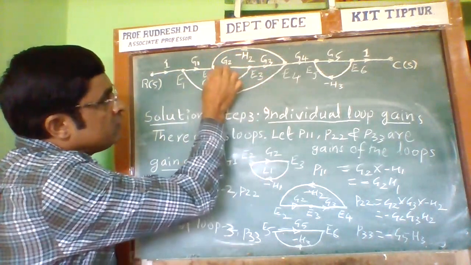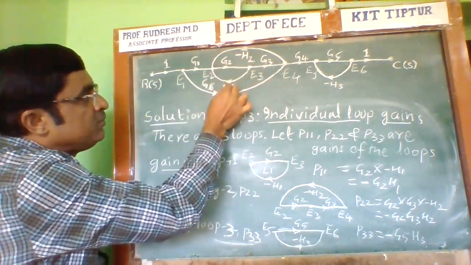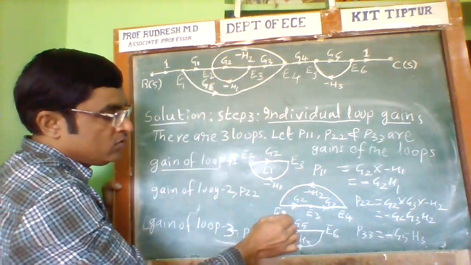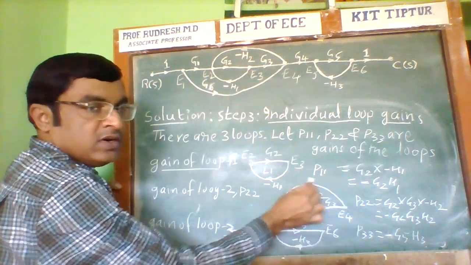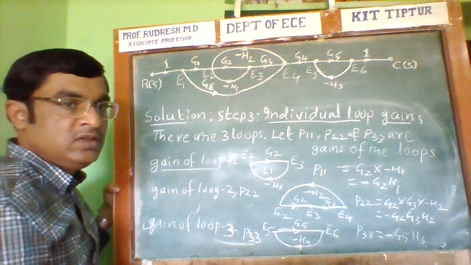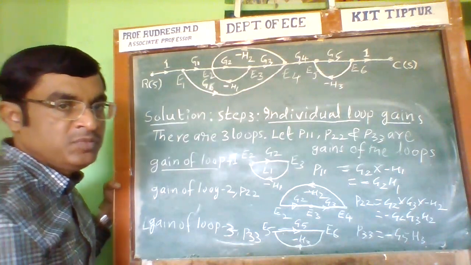This is the loop. See, this is the one loop. It starts at the E2 node and goes to the E3 node via the minus H1. The second loop starts from E3, goes to the E4 node, and ends at the same node. A loop is a closed path. These terms will be asked in the examination also: explain the closed path.